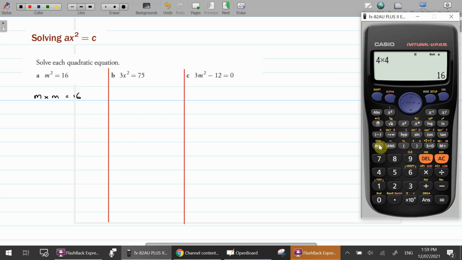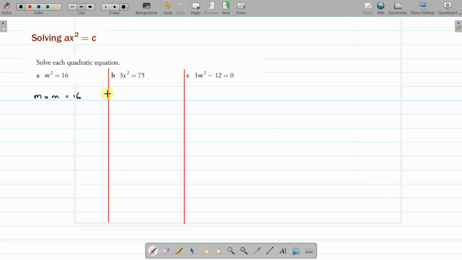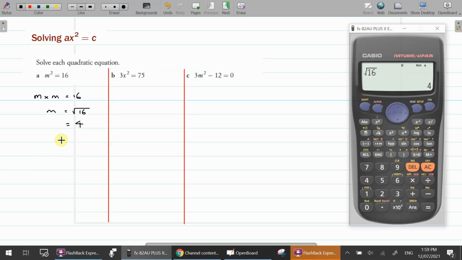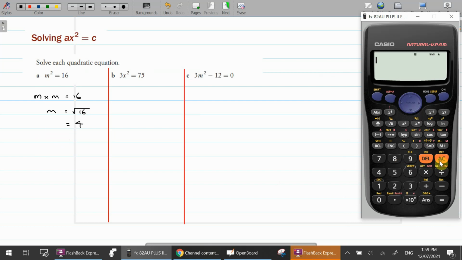Now the other way to look at it is to find the square root of 16 equals 4. So m equals the square root of 16, which equals 4. So there's the answer, except there's something that the calculator doesn't show us, and that is you can do this.